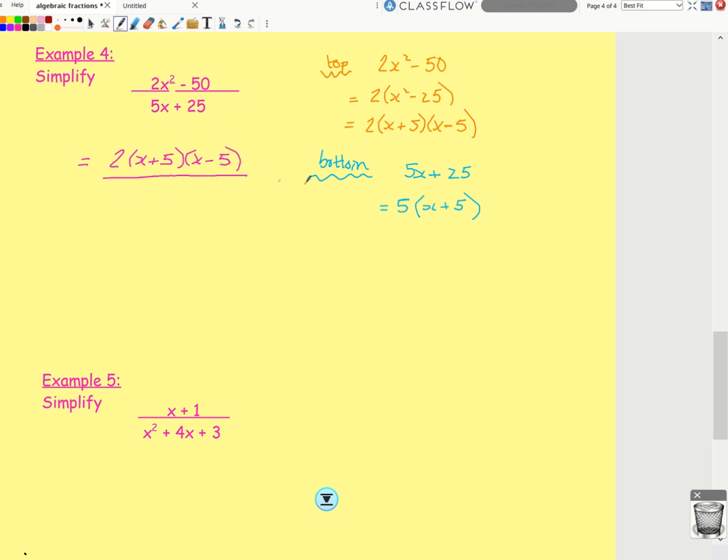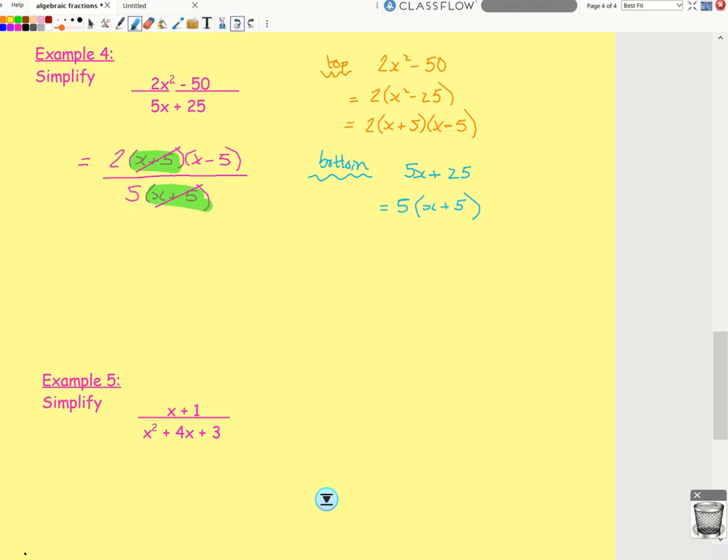And the bottom line, I factorise to get that. Now let's look for matching brackets. That's an x plus 5 and that's an x plus 5, so they can cancel one another out. Let's just score them off. There isn't a bracket to match that x minus 5, so that's going to stay. And then if we look at the plain old numbers, your 2 over 5, that's a fraction that won't simplify.